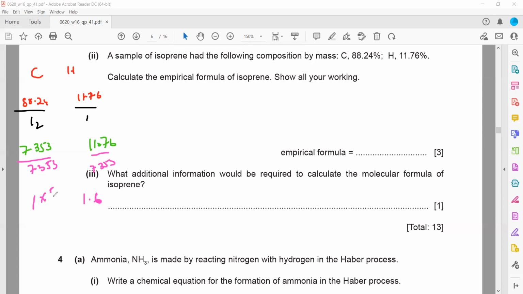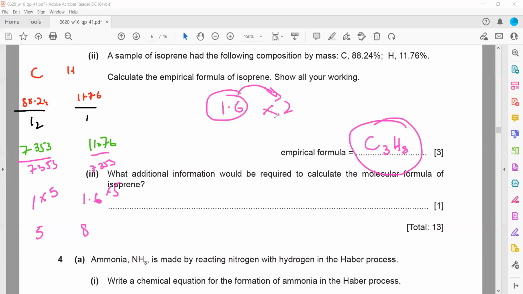So the empirical formula of this compound is C5H8. The common mistake students normally make is thinking that if it is 1.6, you round off to 2. That is not the right way. You don't try to round off, you try to make the simplest ratio in whole numbers. You don't change the ratio, because 1 to 1.6 is totally different from 1 to 2. That's why we did not round it off. We just multiply by a certain number so that it makes a whole number.